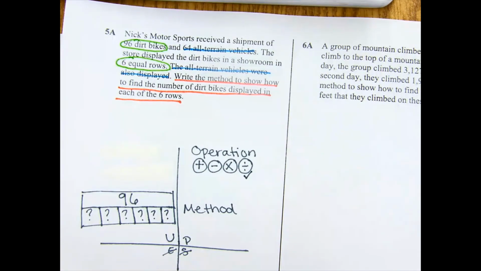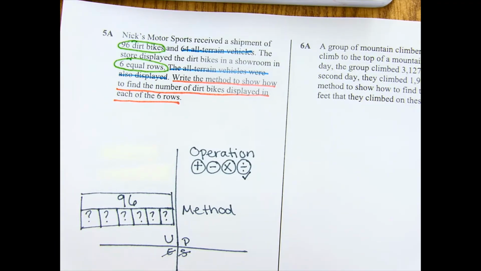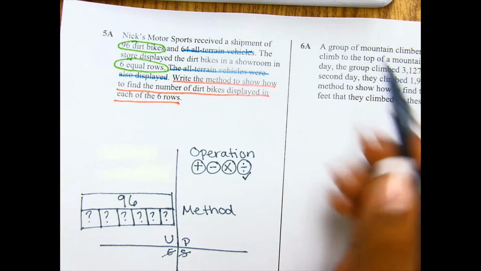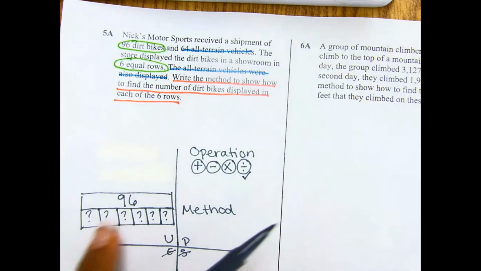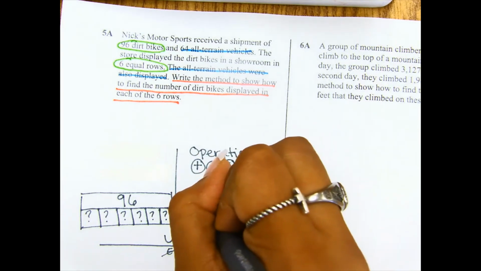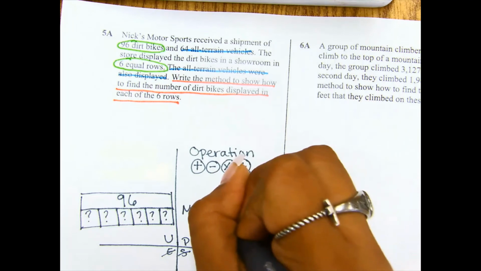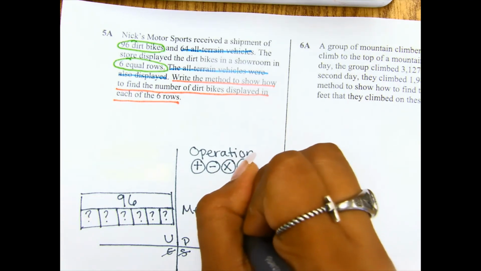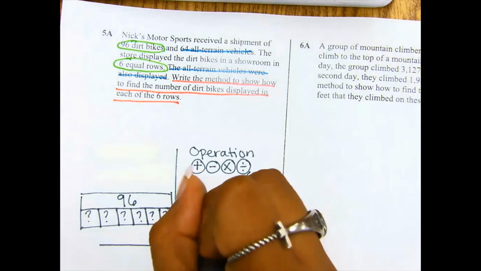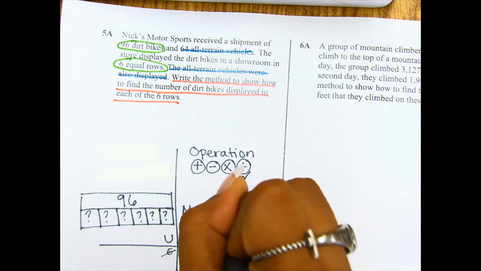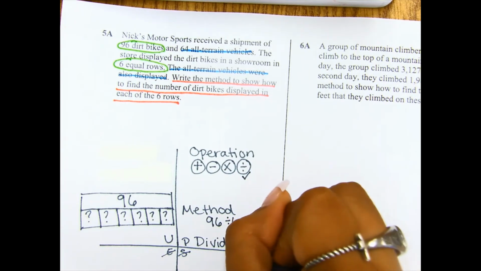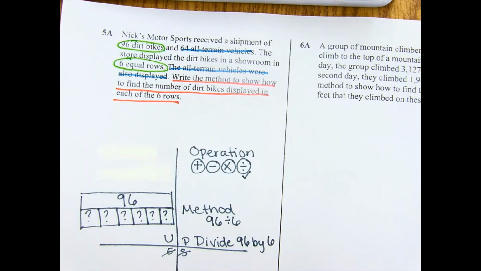Now that I know that I have to divide, I'm going to go on to method. So my method is, what am I dividing? So I have a total of 96 dirt bikes and I'm dividing these 96 into 6 equal groups. So I'm going to divide 96 divided by 6. But boys and girls, in methods, I need these to be in words, okay? So I'm going to put divide 96 by 6. And that is my method.